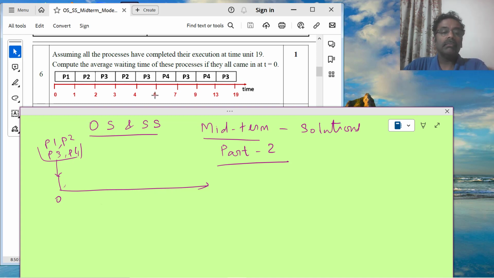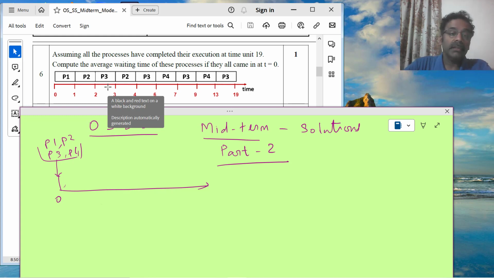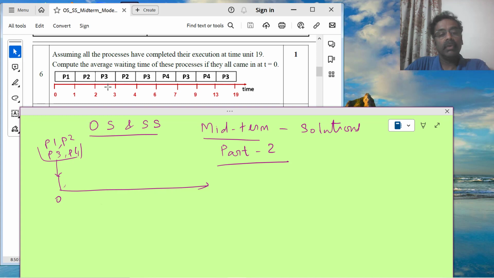So whenever it is not running, you can consider it to be waiting time, because no state information is given. It's only the sequence of processes which have run on the CPU. So given this situation, how will you compute the waiting time?